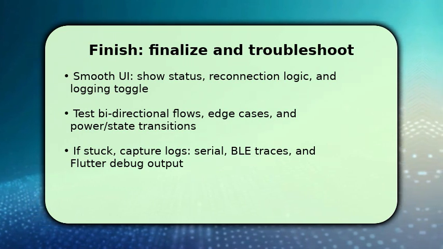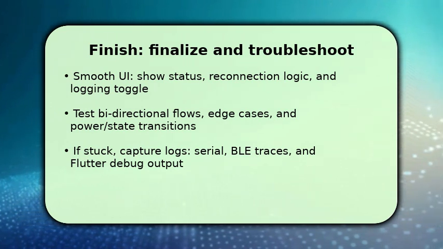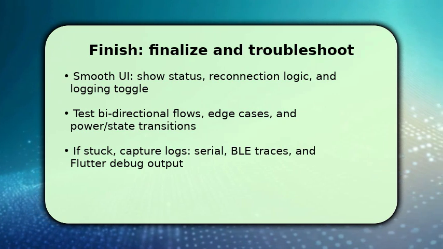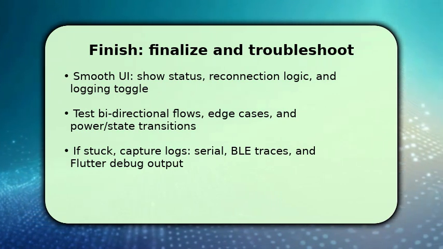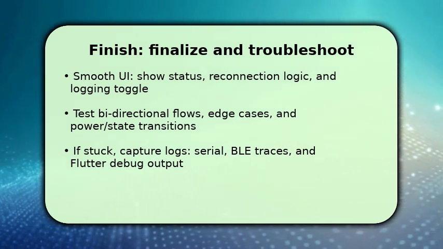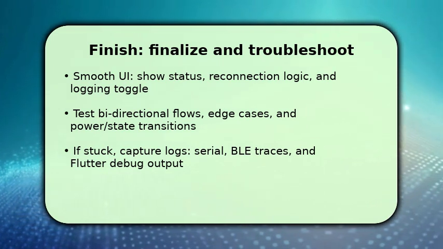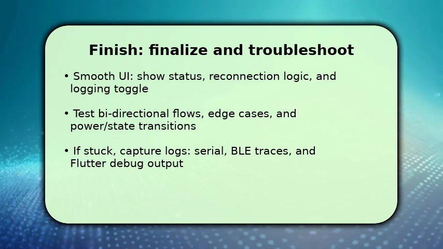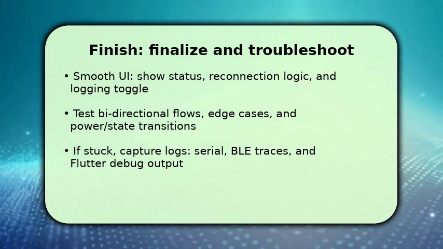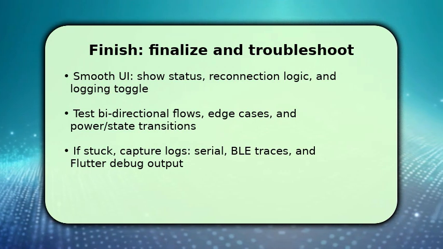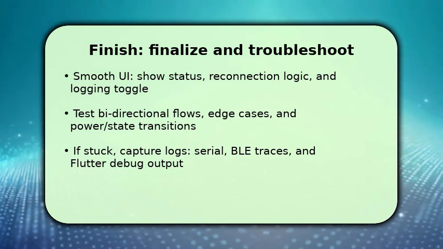Once stable, add user feedback for connection state and a logging toggle to collect traces. If something goes wrong, capture serial logs from the ESP32, BLE HCI traces or packet logs, and the Flutter debug console. These combined logs will reveal mismatched UUIDs, MTU issues, or malformed frames causing failures.